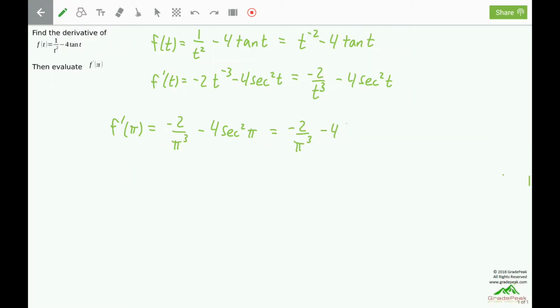But the second term we're going to evaluate by first doing the secant of pi, and then you square the result. That's what secant squared of pi means. So negative 2 over pi cubed minus 4 times. Now the secant of pi means to take the cosine of pi and reciprocate. It's 1 over cosine of pi. 1 over the cosine of pi, which is a negative 1, and then quantity squared.